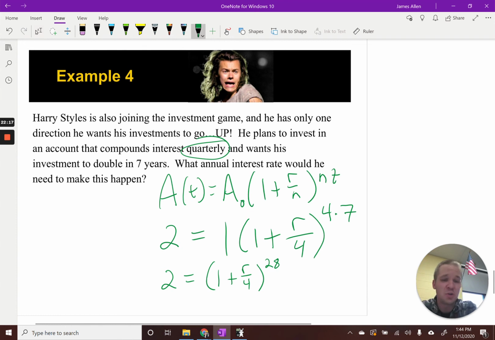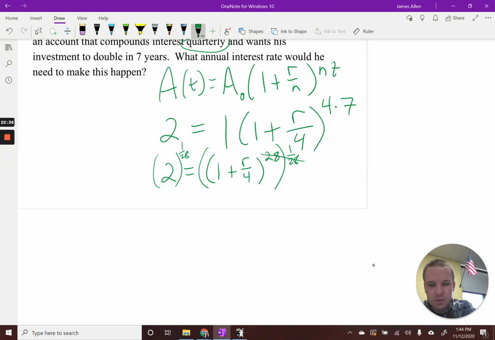Perhaps I could pick a 28th root, or maybe I just raise this side to the 1 over 28, and then I would do that over here as well, right? Because whatever I do to one side, I do to the other. And with exponent properties, I know that these would cancel out, becoming 1, and then I'd have 2 to the 1/28th power, I'll leave it as that for now, equals 1 plus r over 4.